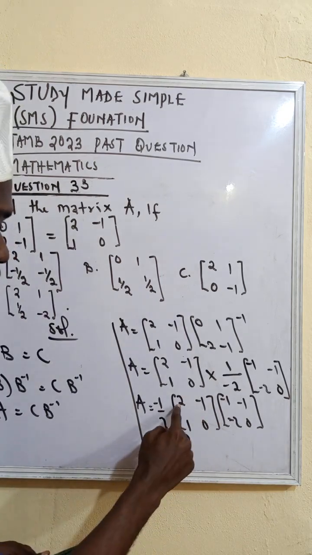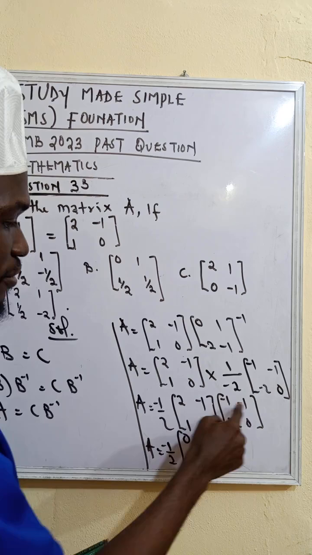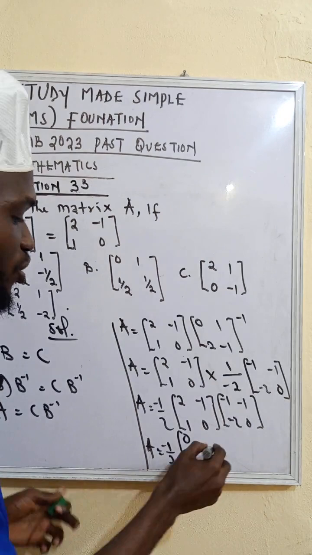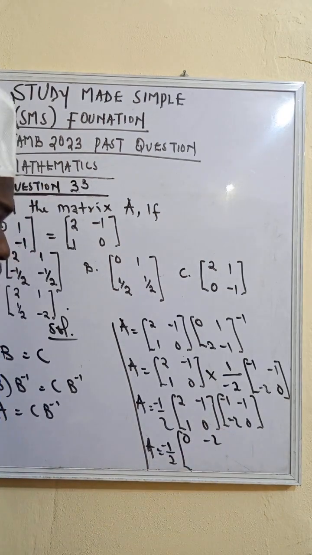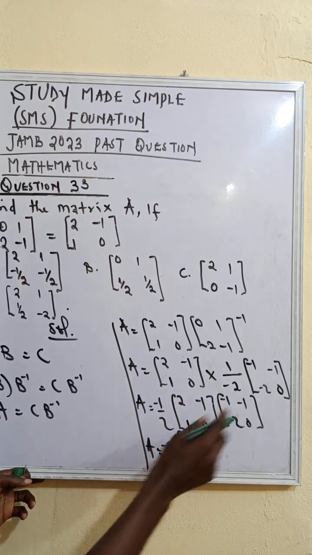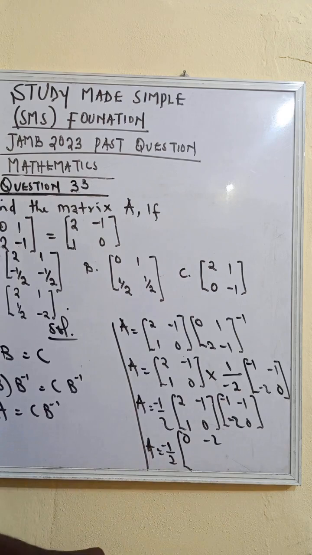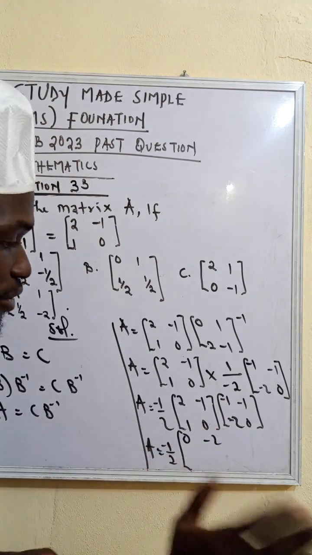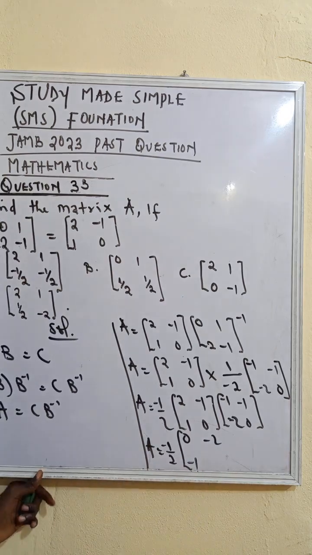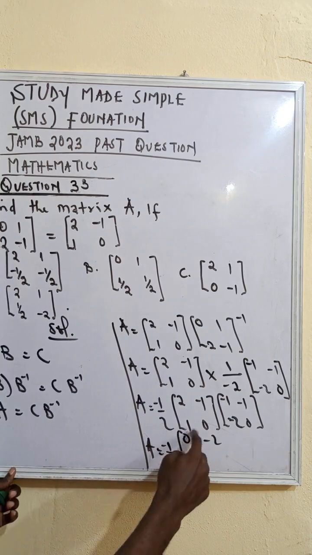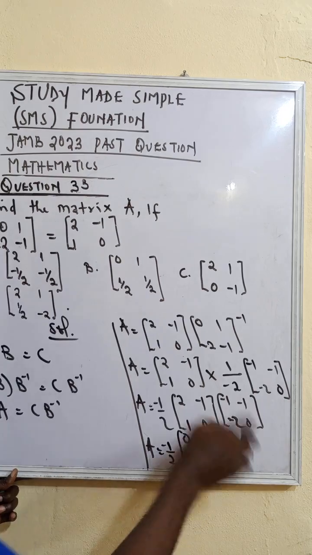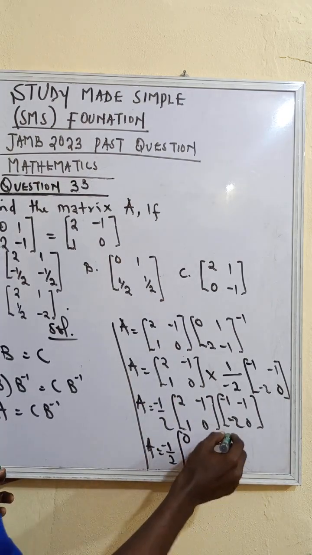From here, I can do the same thing, multiply this and this. 2 times minus 1 will give me minus 2. Minus 1 times 0 is 0, so this will give me minus 2 if we add. The next thing is to multiply this by this. 1 times minus 1 gives me minus 1. 0 times 0, 0 times minus 2, that's 0. So what I will have here is minus 1. The next thing is to multiply this and this. 1 times minus 1 will give me minus 1. 0 times 0 gives 0, so everything here will just be minus 1.